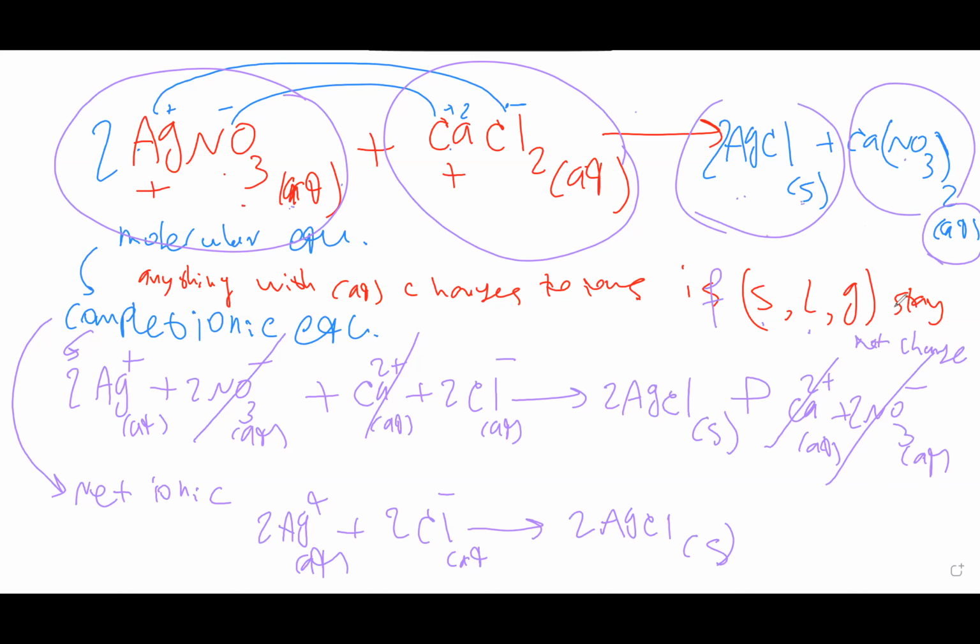Then in order to go from the molecular equation to the complete ionic equation, you are going to break all compounds that are AQ designated. Anything that is AQ designated, you would break into ions. Anything that is solid, liquid, or gas designation stays the same. It does not change. Do not touch them. Leave it alone. And then you have the complete ionic equation. For the net ionic equation, you cancel the spectator ions.